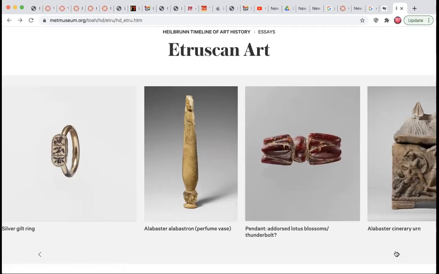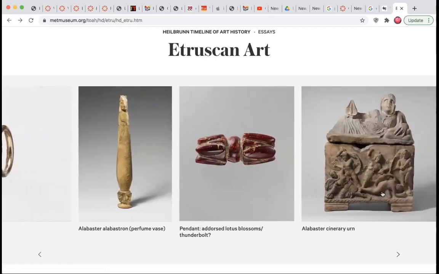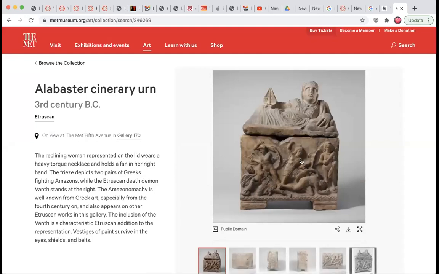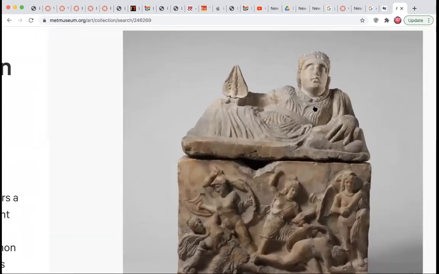And then I found this one really fascinating. This alabaster cinerary urn, of course, which is a funereal. The reclining woman, and they give you incredible definitions of what they are. Whereas a heavy torque necklace, we're going to look at this up close. There's her heavy torque necklace. She has a fan in this hand.